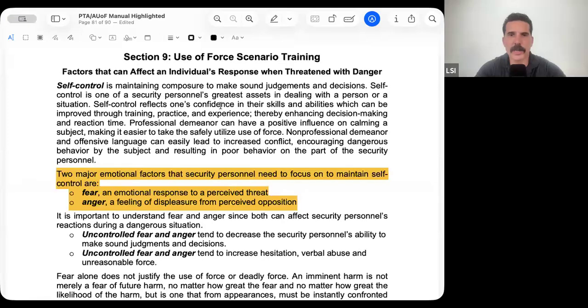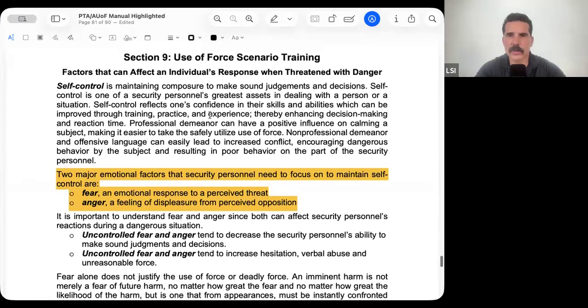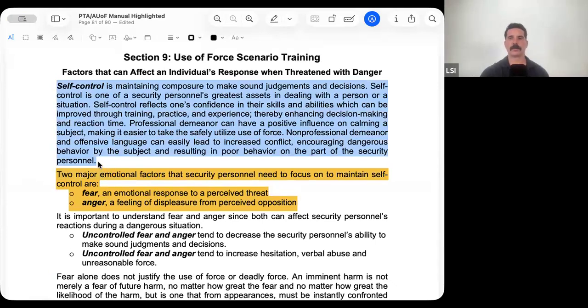And we are back on page 81, section 9, use of force scenario training, factors that can affect an individual's response when threatened with danger. And it says, self-control is maintaining composure to make sound judgments and decisions. Self-control is one of the security personnel's greatest assets in dealing with a person or a situation. Self-control reflects one's confidence in their skills and abilities, which can be improved through training, practice, and experience, thereby enhancing decision-making and reaction time. Professional demeanor can have a positive influence on calming a subject, making it easier to safely utilize use of force.